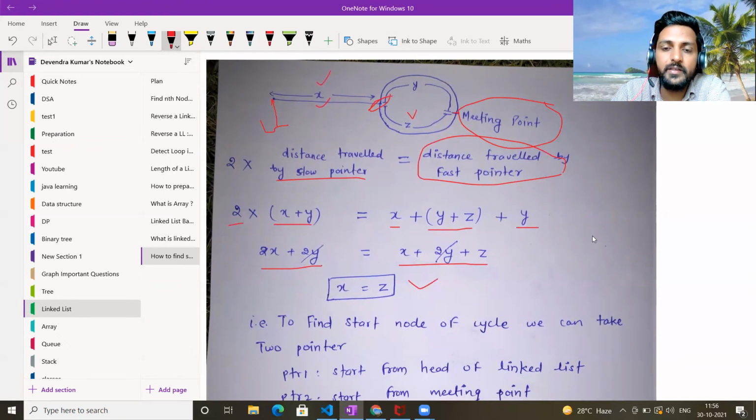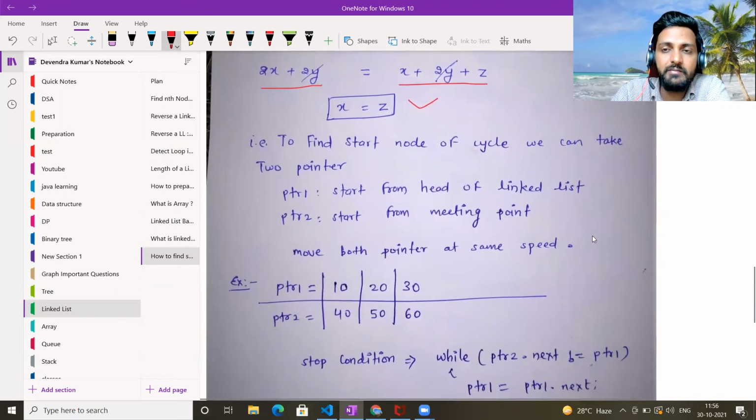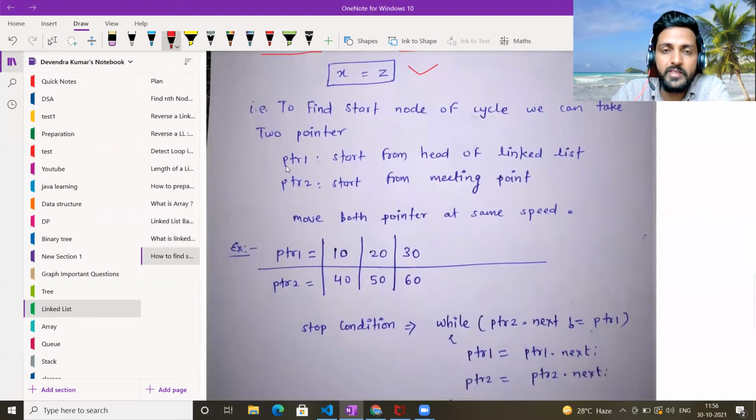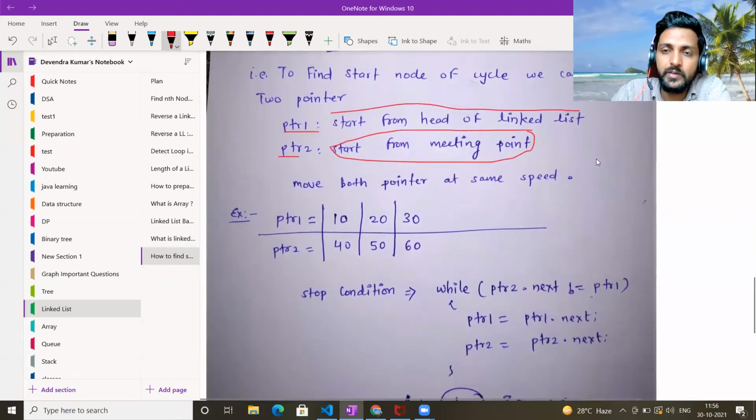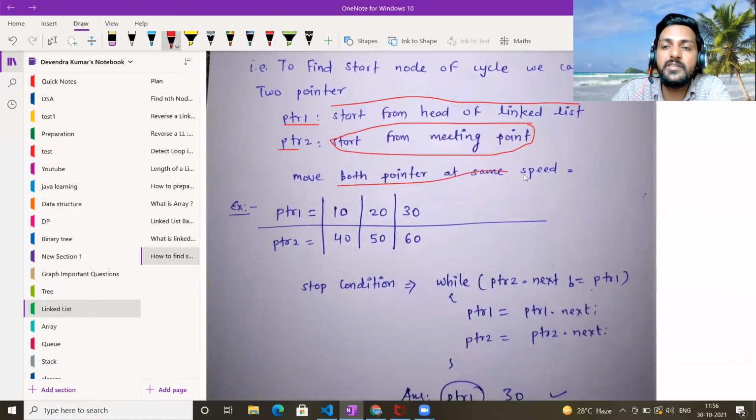Very simple, right? So what I was talking is, let's say we'll take two pointers now. One is PTR1, one is your PTR2. PTR2 is nothing but the point at which slow and fast pointer met. And PTR1 will start from the first node of the linked list. Now you need to move both pointers at the same speed. So you will move PTR1 and PTR2 one by one.